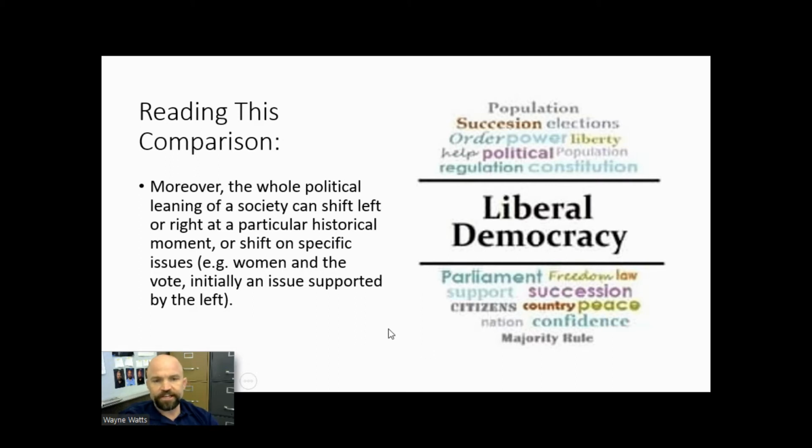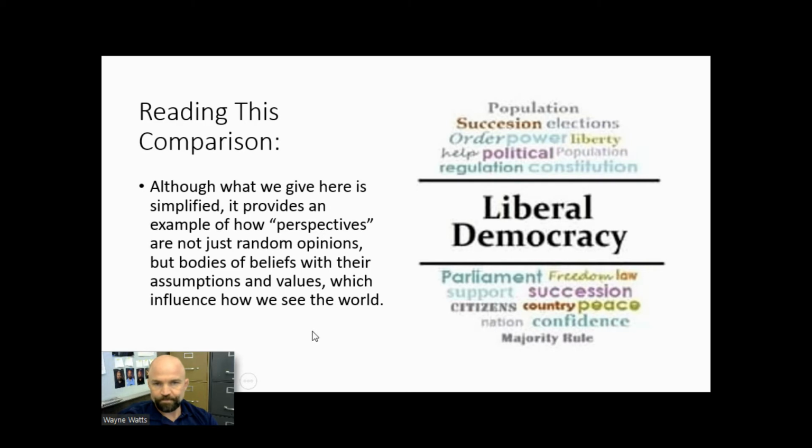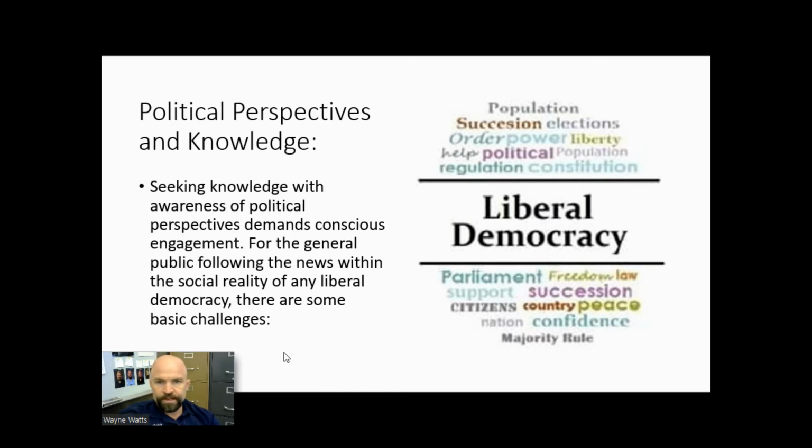on specific issues. So, for example, women and the vote, initially an issue that was supported by the left, championed by Woodrow Wilson in the United States back in the period leading up to the amendment to the Constitution in 1920. Although what we give here is simplified, it provides an example of how perspectives are not just random opinions, but bodies of belief with their assumptions and values which influence how we see the world. Seeking knowledge with awareness of political perspectives demands conscious engagement.